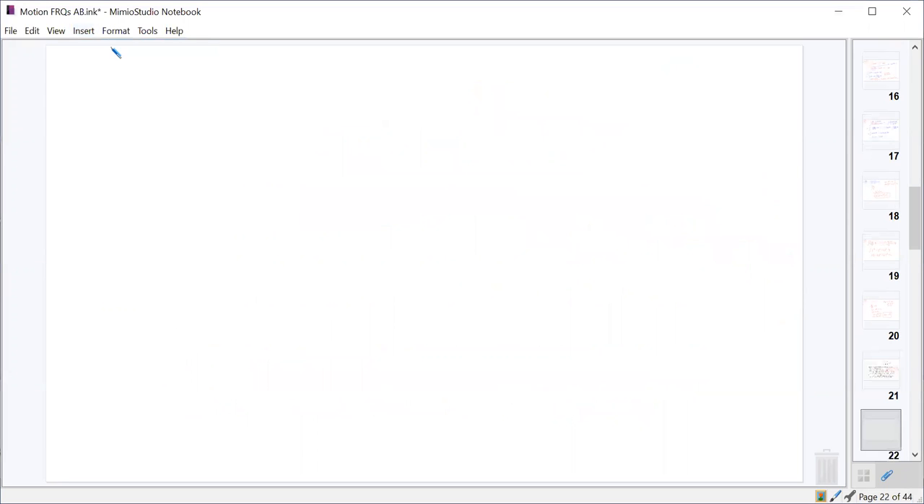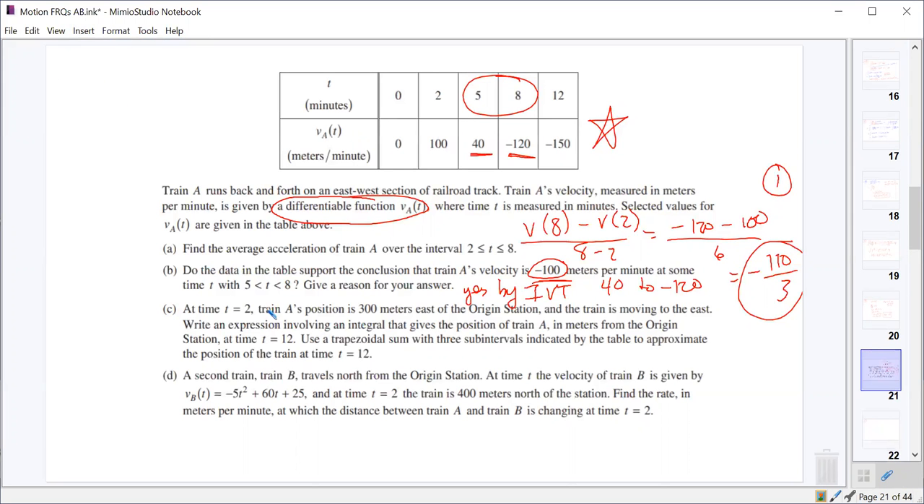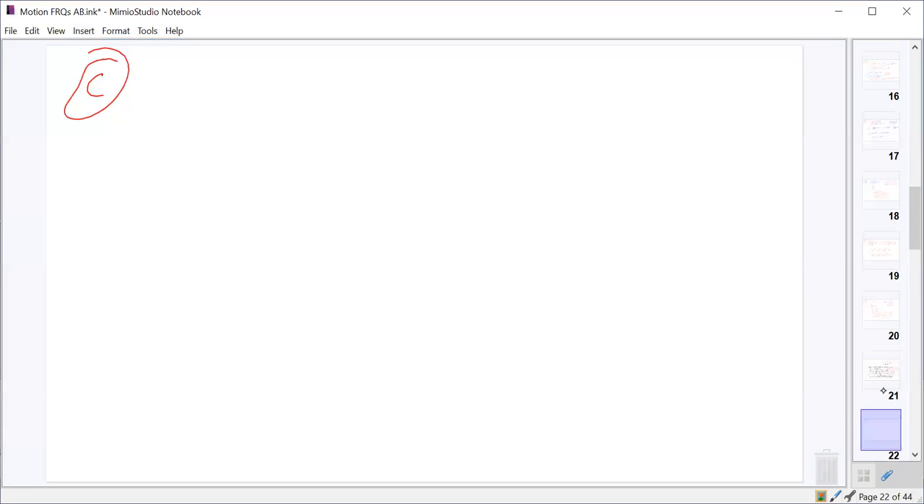So we want to start at t equals 2, because that's where we know where it is, right? At t equals 2, it's 300 meters east. And so its position at t equals 12 ought to be its starting location at t equals 2, which was 300, plus the integral from 2 to 12 of v sub A of t dt. So that would give us the position of the train at t equals 12. Initial position plus displacement.